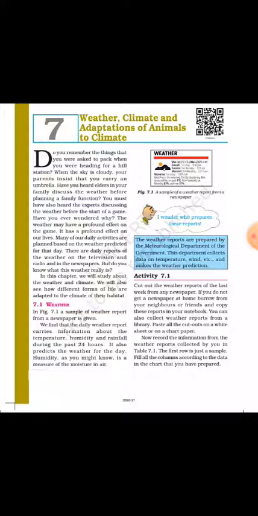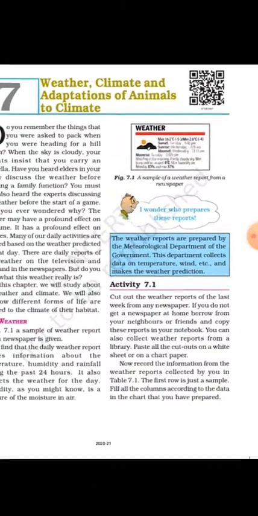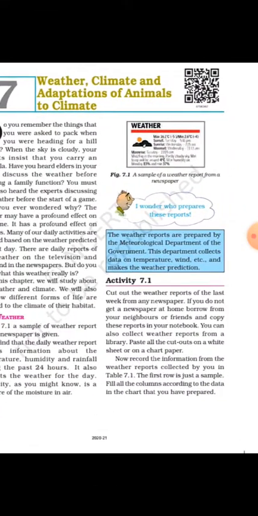In figure 7.1, a sample of a weather report from a newspaper is given. This is a weather report of a newspaper. We find that the daily weather report carries information about the temperature, humidity and rainfall during the past 24 hours. It also predicts the weather for the day. Humidity, as you might know, is a measure of moisture in air.